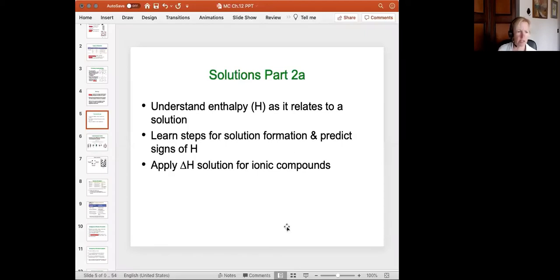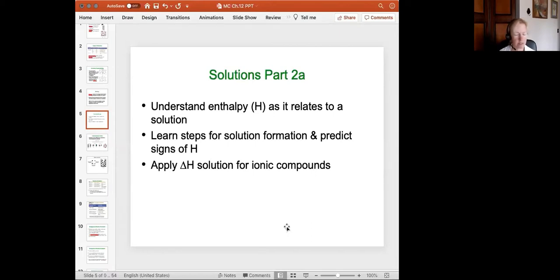We're actually going to break today's lecture into two parts. The first part, we're going to talk about enthalpy and being able to predict the signs of enthalpy, understanding how enthalpy is going to relate to the formation of a solution. We're going to learn the steps for solution formation and be able to predict the signs of enthalpy, and then we're going to apply it specifically to ionic compounds.